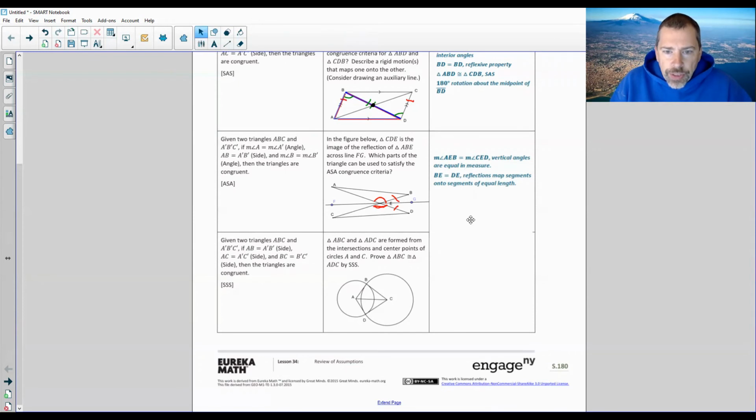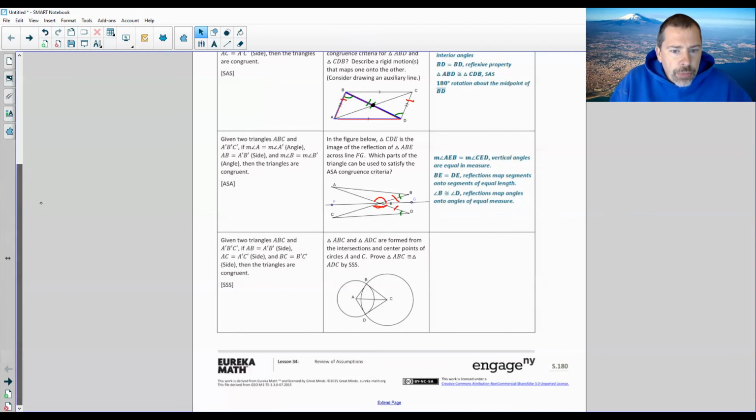So they are congruent. And then I keep going and I say the measure of angle B is congruent to angle D. Reflections map angles onto angles of equal measure. So now we have angle B right here and angle D right here. So we have an angle, an included side, an angle, an included side, an angle. So now we can jump right to it and say that the triangles are congruent by ASA.